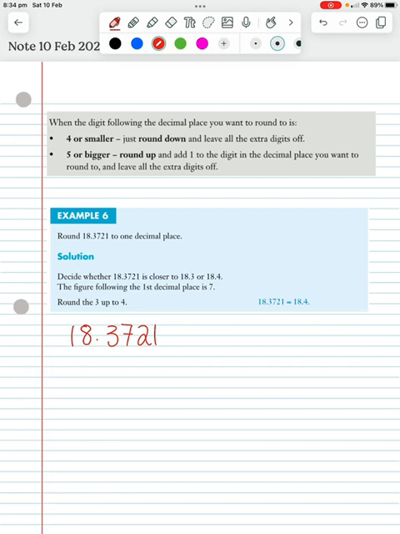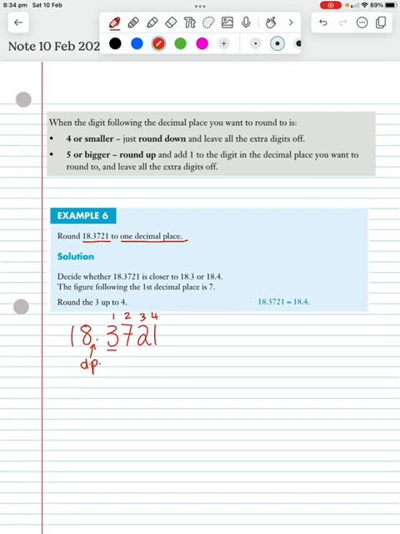I've put some notes up the top which I'm going to refer back to as I do the example. So our question is, we want to round 18.3721 to 1 decimal place. I've written that number down just so it's a bit bigger and easier for us to see. This little dot here is our decimal place, which I will commonly refer to as a DP when I'm writing it. And then I've got 1, 2, 3, 4 numbers after my decimal place.